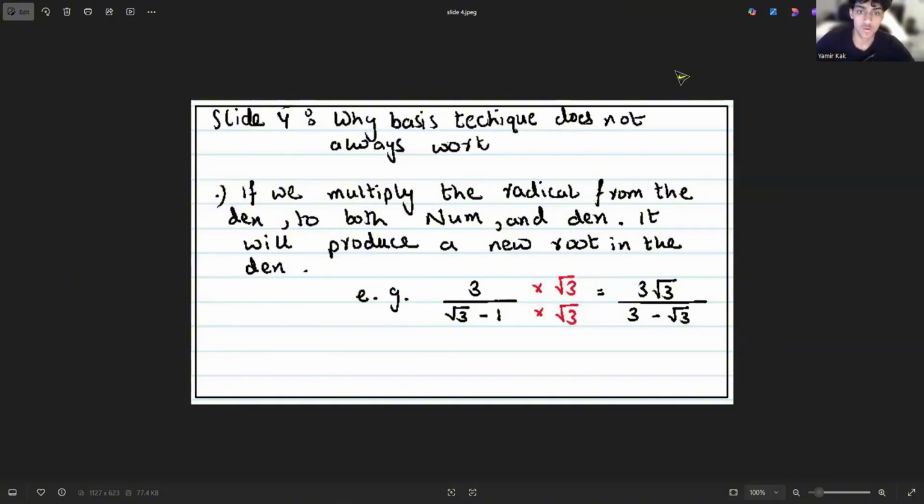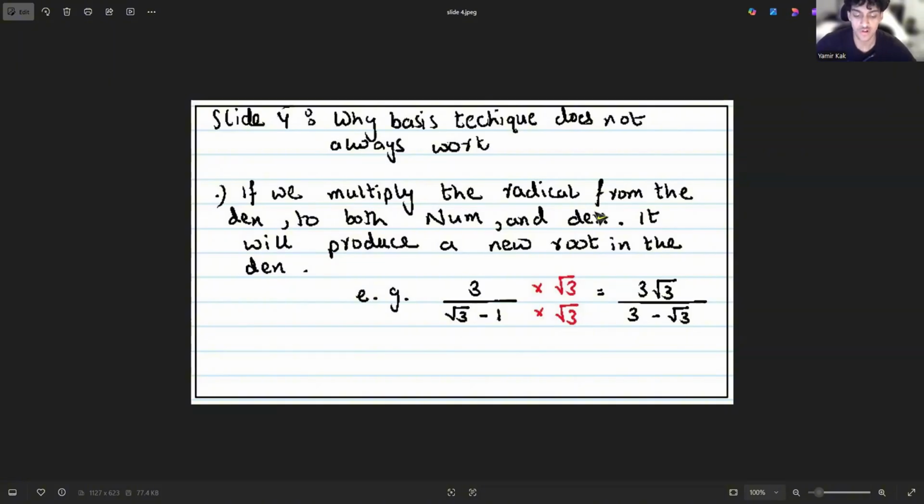Okay, so now we'll show why the basic technique does not always work, right? In our example here, we have 3 over radical 3 minus 1. Sorry, I don't know why my camera's going out. Okay. Our goal here is to just get rid of the square root in the denominator, so we want a rational number there.